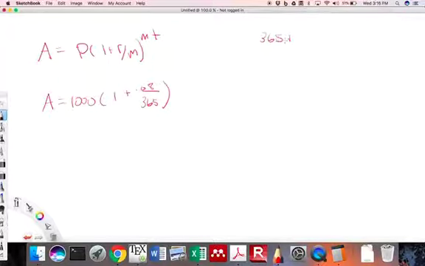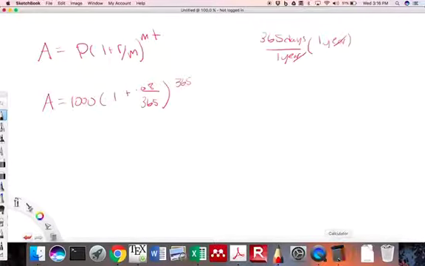A equals P(1 plus R over M) to the MT. So, A equals 1,000 times (1 plus 0.08 over 365), since there are 365 days in a year. And be careful, on some of the homework problems, you're told to assume a 360-day year, which I think bankers do sometimes. So it's, again, 365 days per 1 year times 1 year is 365 compounds.